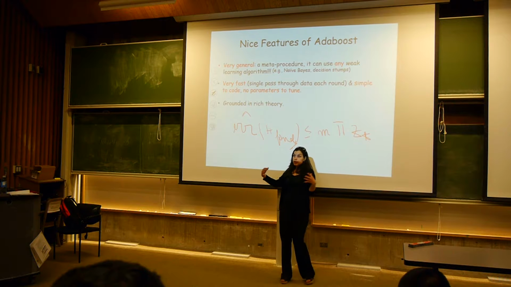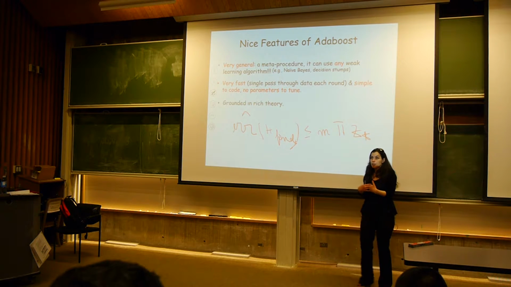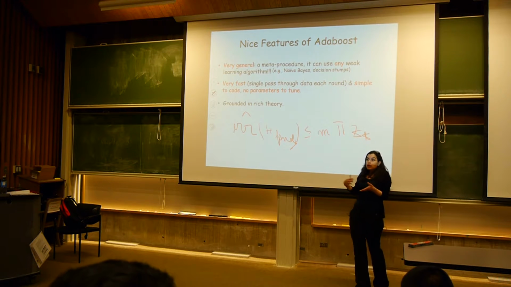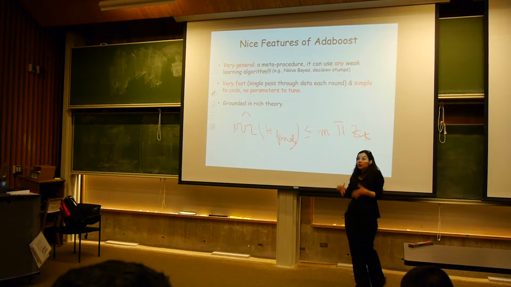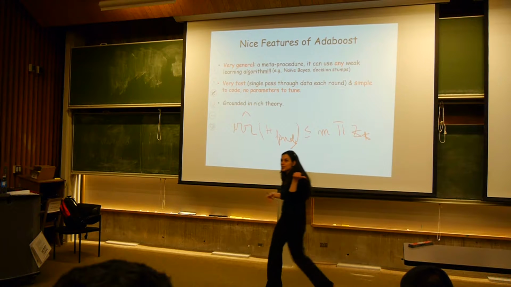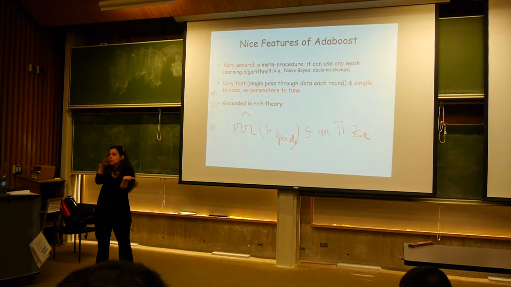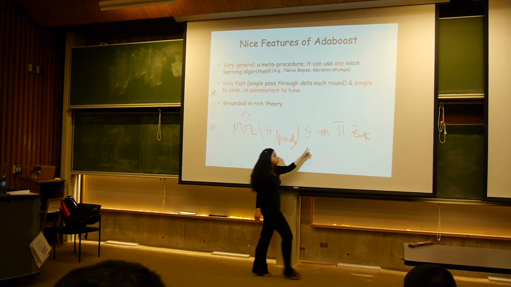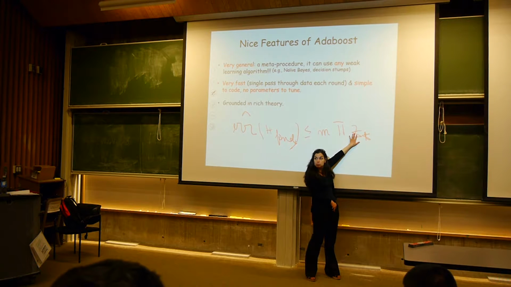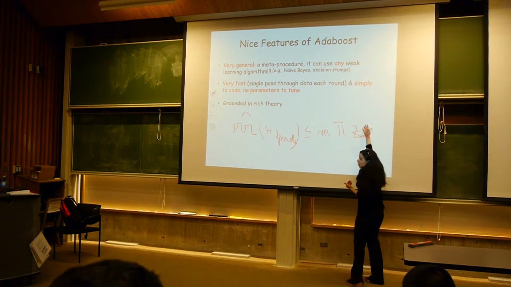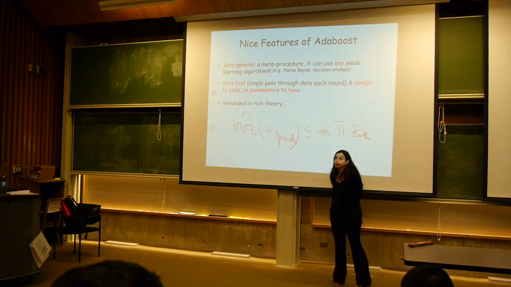Now, we want this to decrease as quickly as possible. We want to drive this to 0 as soon as we can. And the analysis showed us, when we computed the normalization factors, that if we construct the distribution Dt plus 1 by putting half of the weight on the examples correctly classified by ht and half of the weight on the examples incorrectly classified by ht, this upper bound on the error rate goes to 0 as quickly as possible.